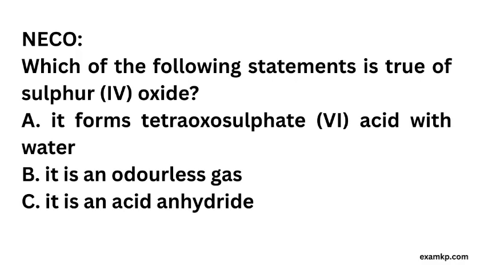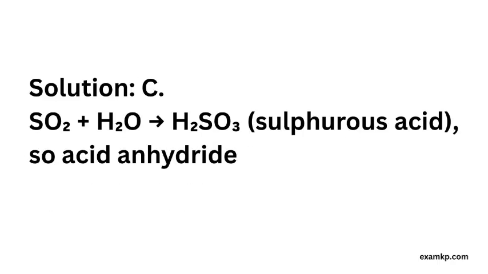And finally, let's look at a NECO question. This one tests your understanding of the concept. Which of the following statements is true of sulfur 4 oxide? The best way to tackle this is by elimination. Let's look at the options. A says it forms sulphuric acid with water. Nope, that's SO3. SO2 forms sulfurous acid, so A is out. B says it's an odorless gas. No way. It has that sharp choking smell. B is out. C says it's an acid anhydride. Does it form an acid with water? Yes, it does. So C is correct. See how knowing your definitions makes these questions so much easier?